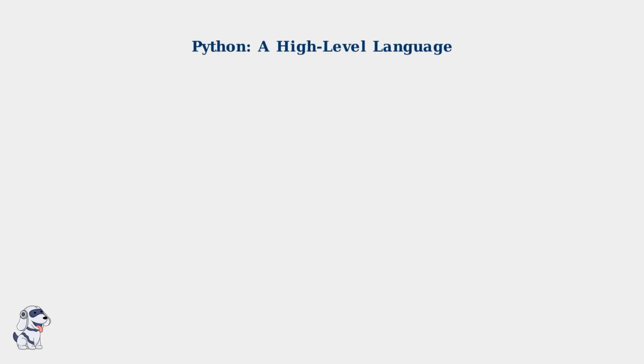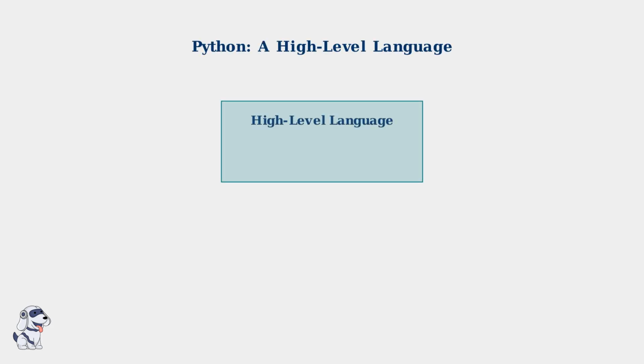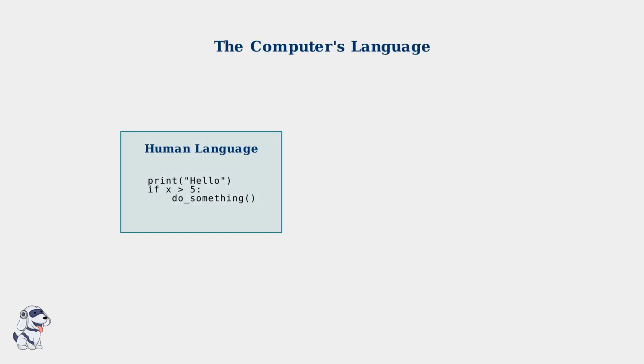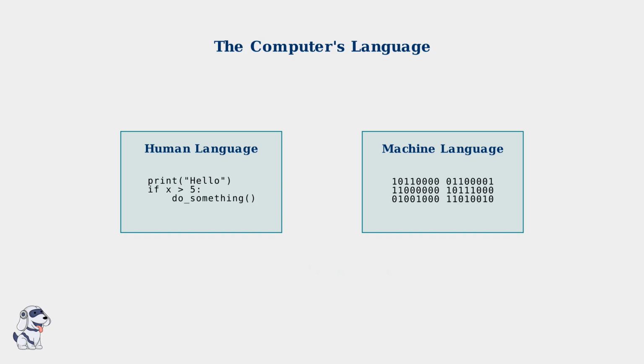Python is what we call a high-level programming language. This means it's designed to be easy for humans to read and understand, using words and syntax that are closer to natural language. However, computers don't naturally understand human-readable code. Computers only understand machine language, which consists of binary code, sequences of ones and zeros that represent basic instructions.